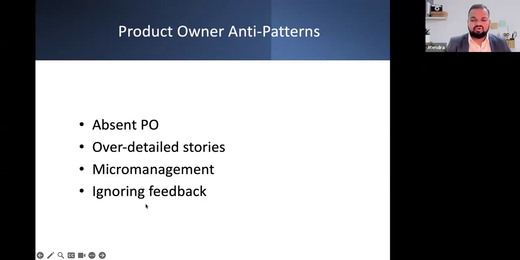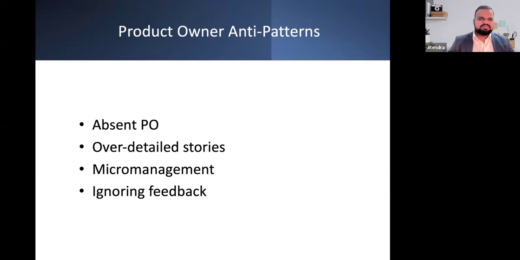And a very wrong pattern for a PO is ignoring feedback. You got some feedback from your customer or from a stakeholder, but you're not bothered. You have not informed your team. If you're not informing them, they will not be able to correct it. And definitely the issues will keep getting added here. So these are some anti-patterns when you work as a product owner. And that's what we say: a product owner is someone who is a collaborative person.